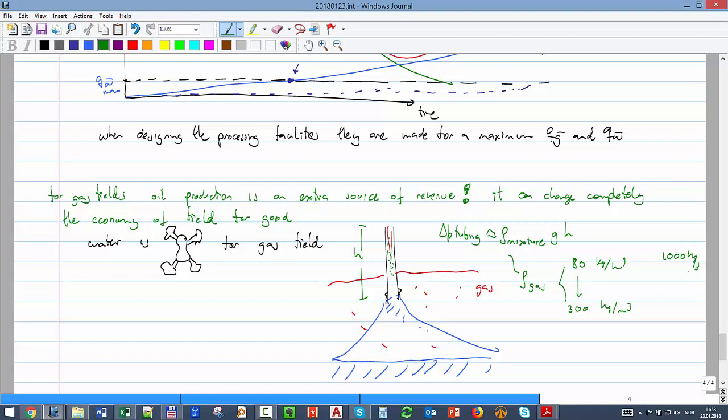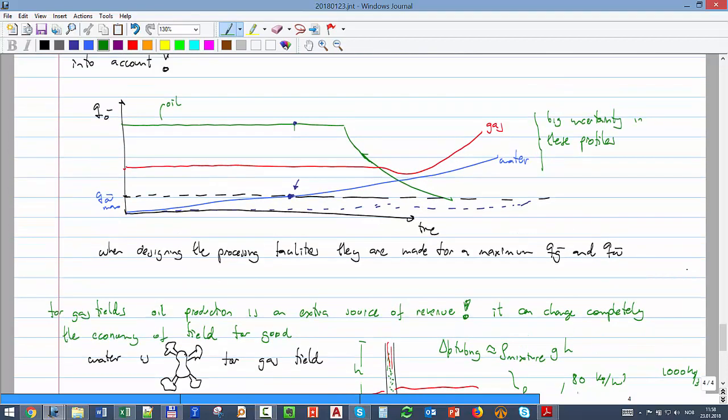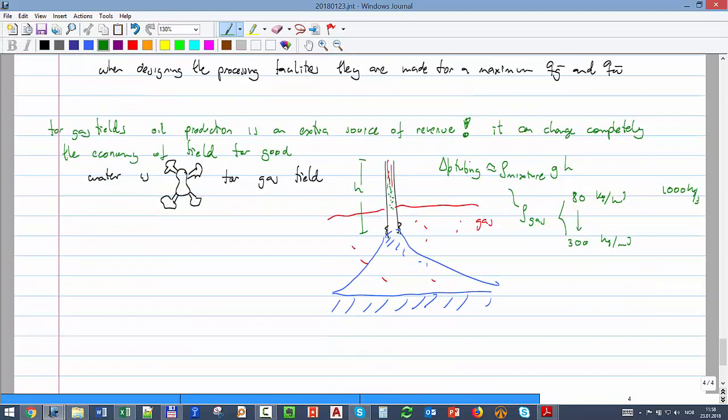So be careful. Water in an oil well is an issue for processing, but we can still produce for many, many years with a high water cut. We have fields, I worked in a field with 98% water cut. It's only a water producer with some droplets of oil. But gas, no, not really.